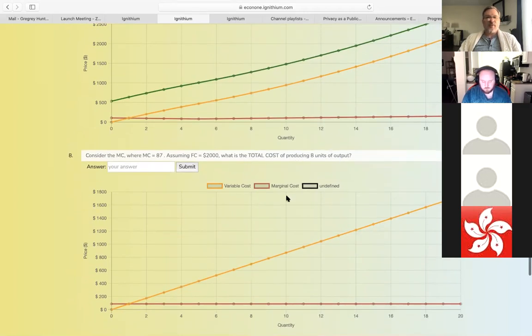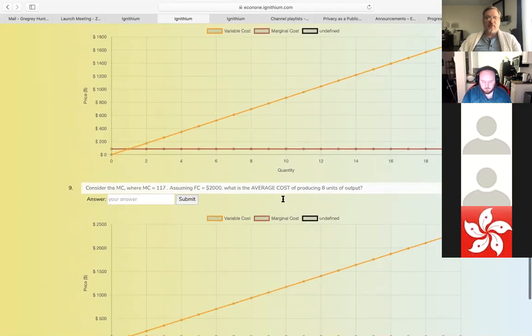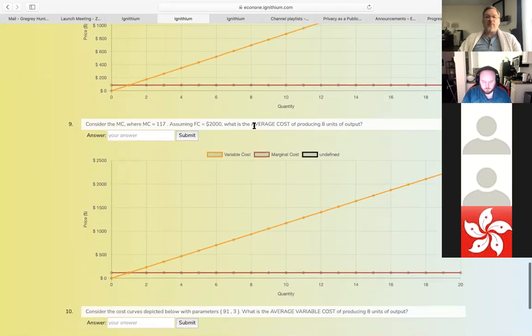Total cost of producing 8 units of output. I think that's pretty straightforward. Now we get into a little bit more of like the average cost. So you just have to remember that you're taking the average over your level of output. So normally you would say average total cost, but average cost is the same thing. If they don't say total or variable, then you know they just mean total. And that's going to be your total cost divided by your level of output.